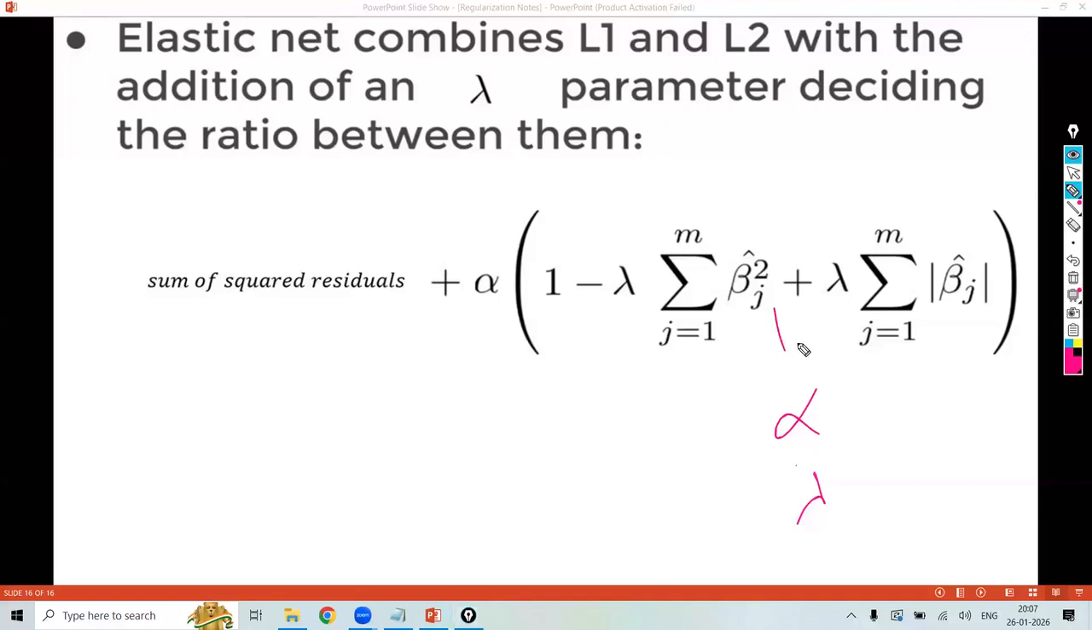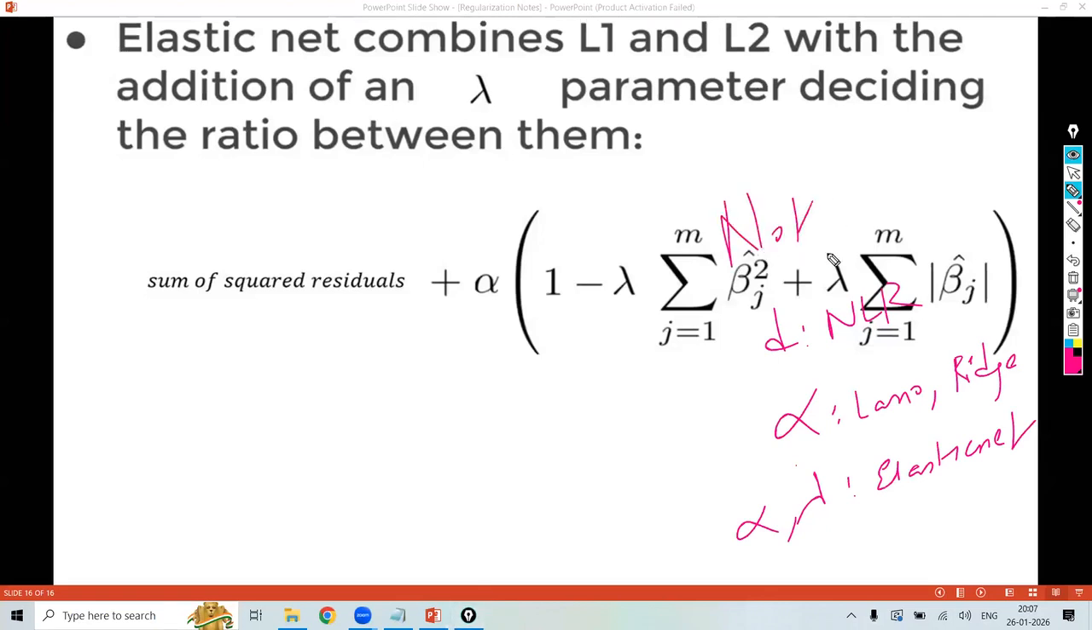In nonlinear regression, we have to try the degree. The degree for nonlinear regression is not fixed. The alpha value for lasso and ridge is not fixed. Alpha and lambda are not fixed for the elastic net. These are all not fixed, so we have to try. Whatever is not fixed, we have to try.